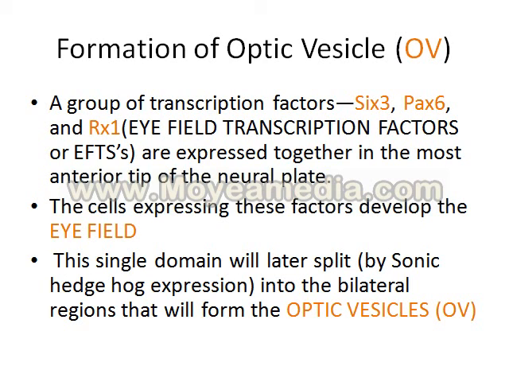The cells in which these three transcription factors express is the anterior tip of the neural plate. There, the eye field will start forming. The cells expressing these factors now develop the eye field. Eye field is nothing but the location where the eye will be developed. After the formation of the eye field, the neural plate cells evaginate towards the outside, and they form the optic vesicles. This single domain of the eye field will later split into bilateral regions that will form the optic vesicles, because we have two eyes.